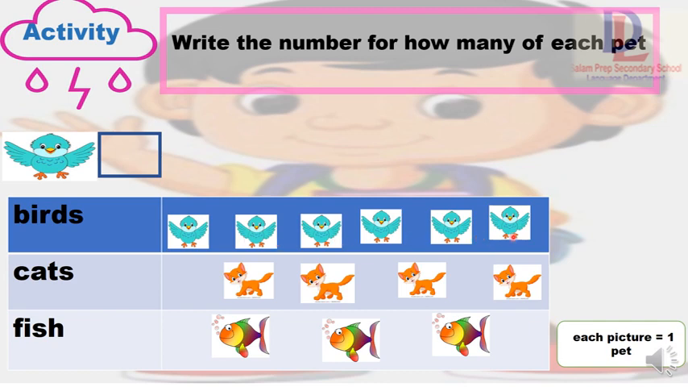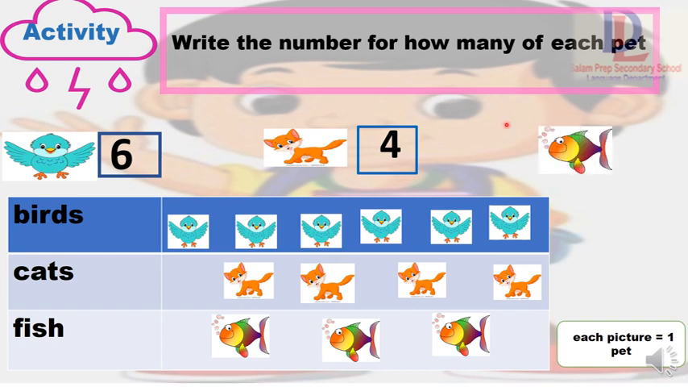I have 6 birds. Okay. How many cats do you see in the picture graph? Let's count together. 1, 2, 3, 4. I have 4 cats. Okay. Now, how many fish do I have in the picture graph? Let's count together. 1, 2, 3. There are 3 fish. From where do I get these data? From the picture graph.